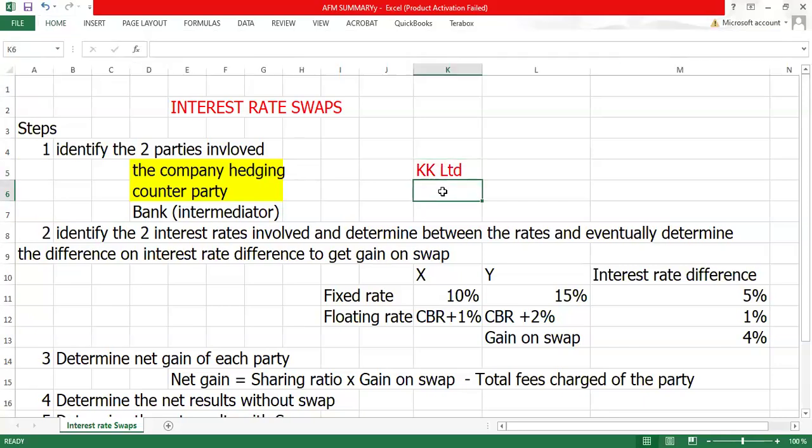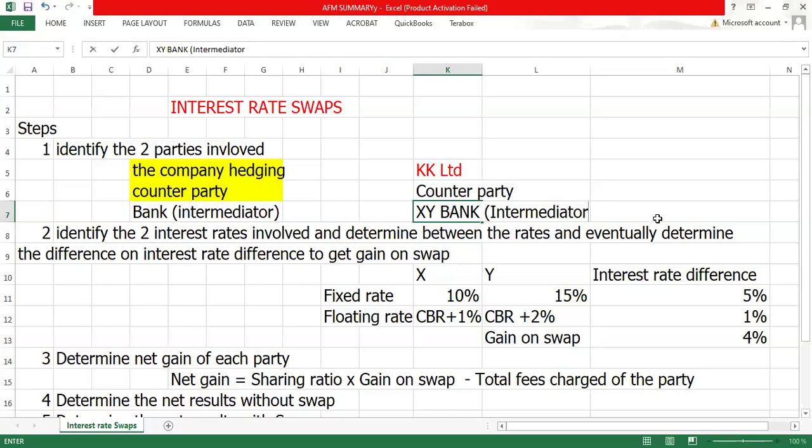Then what is the counterparty name? We don't have the counterparty name, so you can call it the counterparty. Sometimes they can give you the name. Then you have the intermediator, which is the bank, XY Bank, your intermediary. So you have two parties.